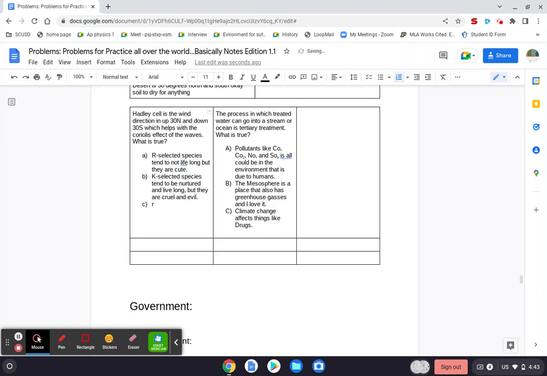R-selected species have small bodies, and that is actually true. R-selected. Let me do R like this, because you're supposed to write a small case R, selected.